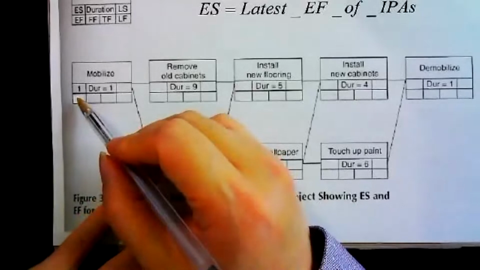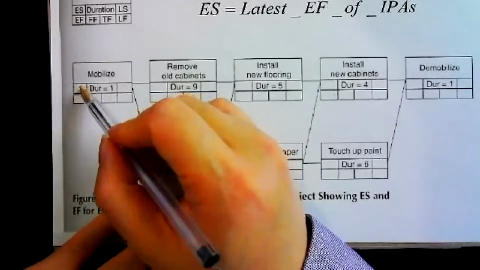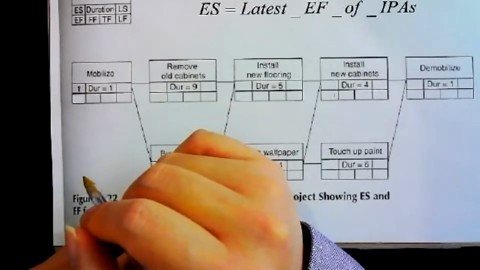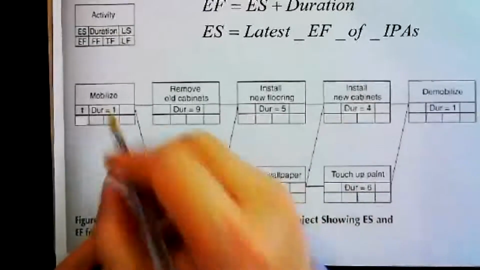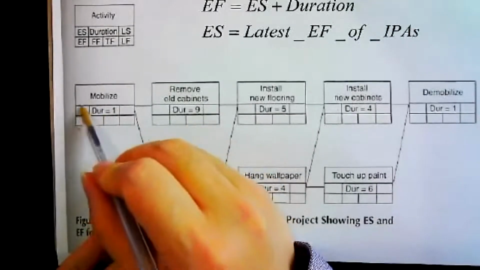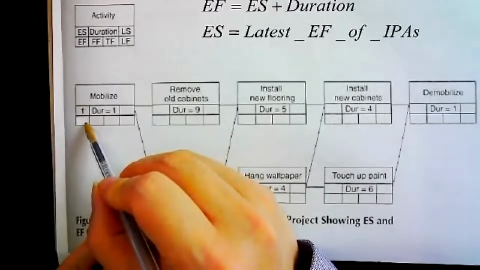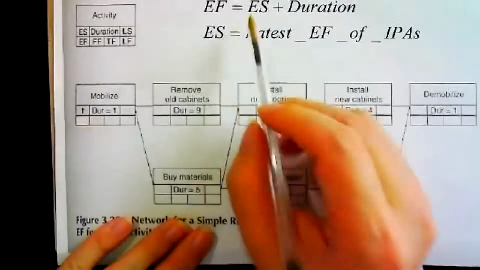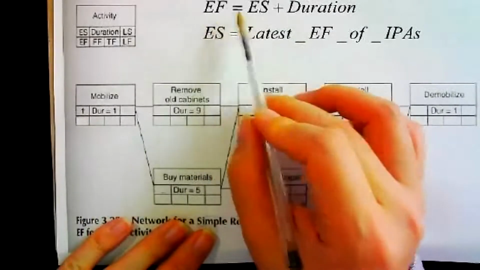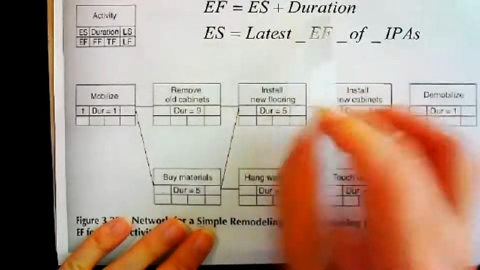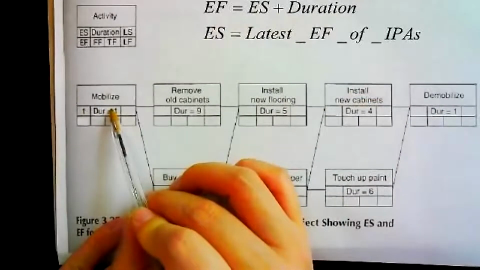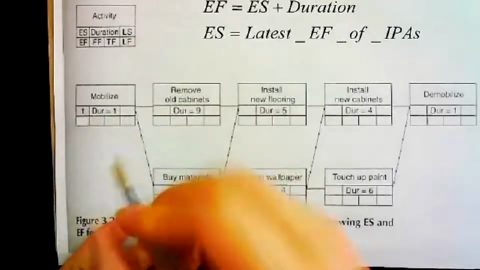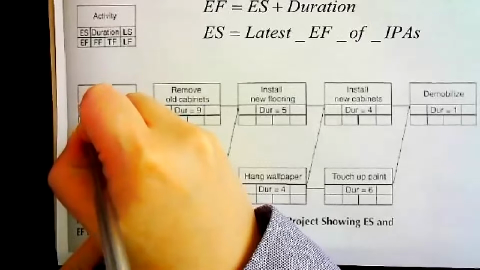Our activity and project typically start on day one of your project. Then over here, for this activity, I know the early start, and I want to calculate this early finish. The equation is: early finish of an activity equals early start plus duration. So this plus this equals that. This 1 plus 1, so over here this is 2.